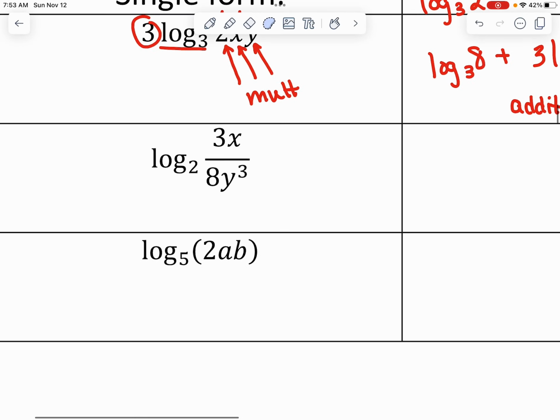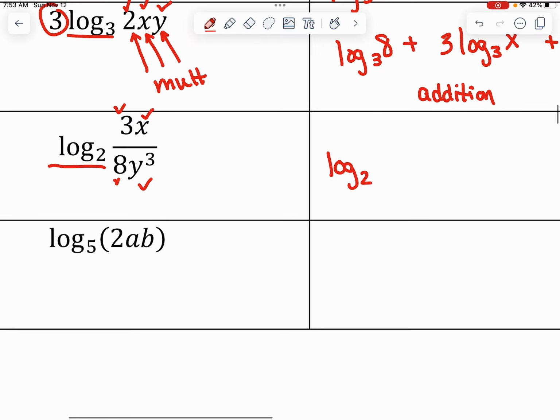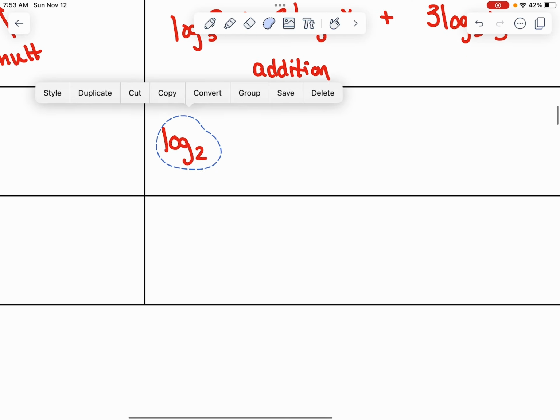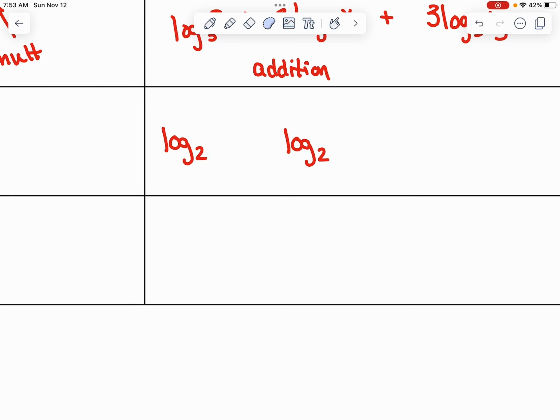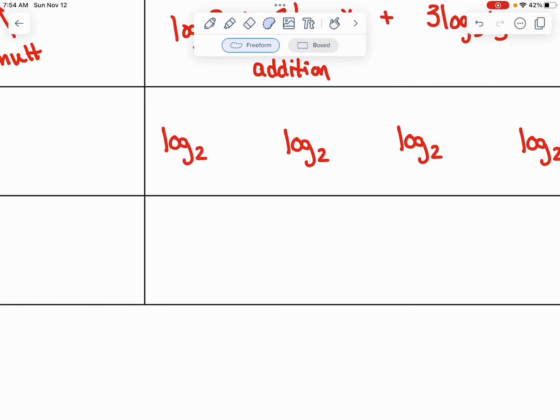All right, this particular log, the next one, is going to have a log base 2, and it's going to have a log base 2 for the 3, the x, the 8, and the y. So log base 2, how many was that? 3, x, 8, and y, that's 4 of them. So I'm going to cheat. I'm going to go duplicate. There's 1, 2, 3 and 4. So there's 4 of them.